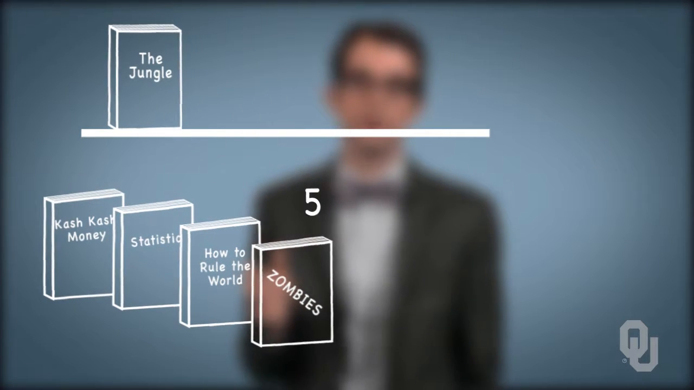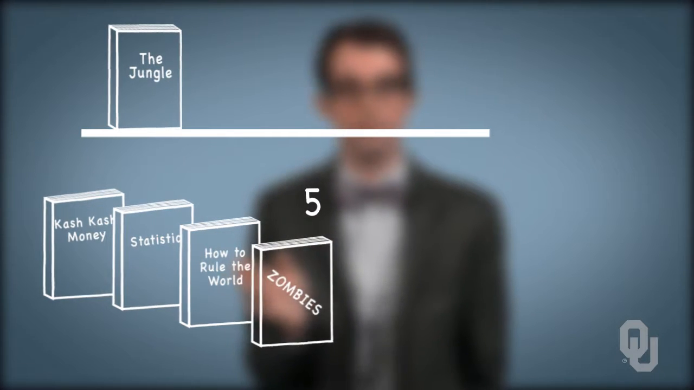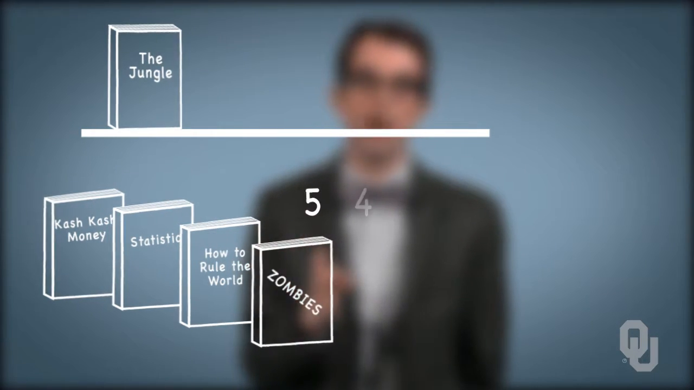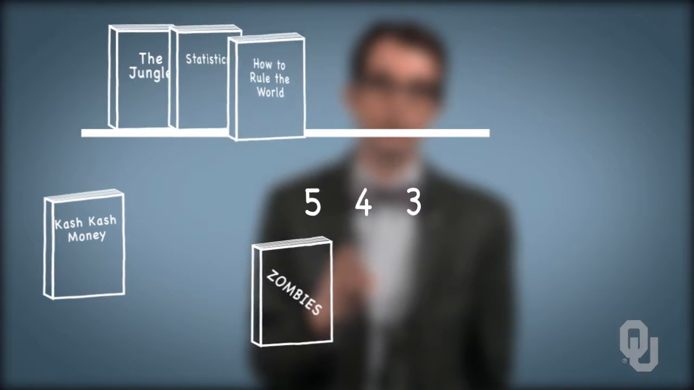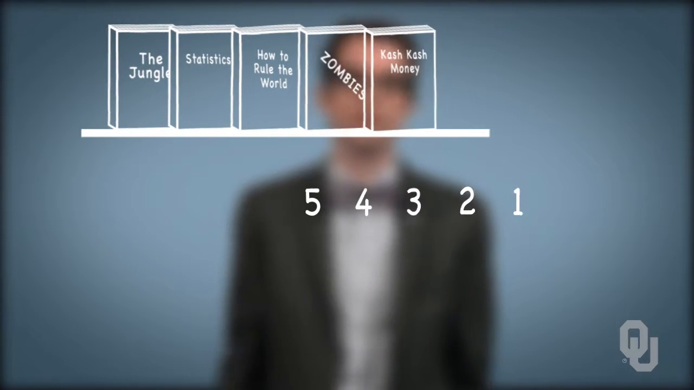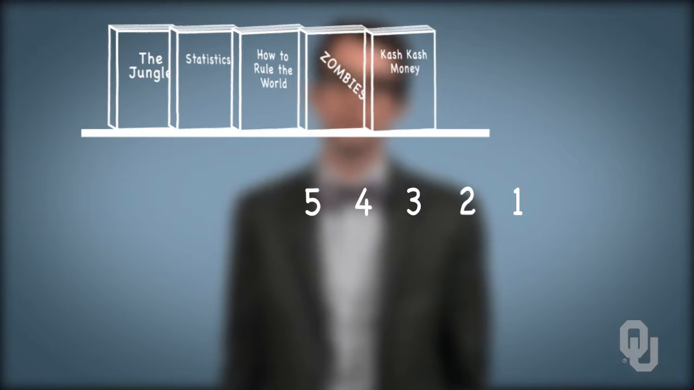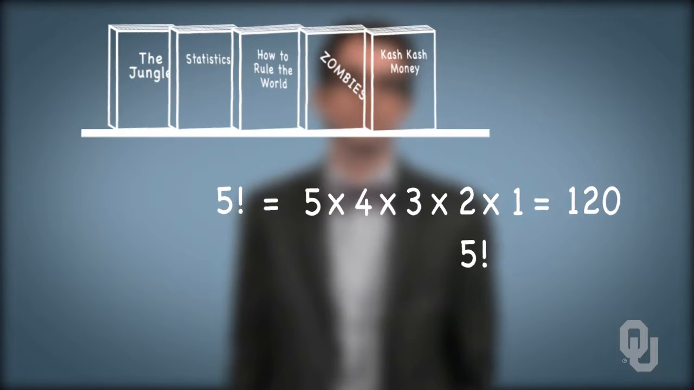Once we have placed that book on the shelf, how many options do we have for the second book? Since 1 is already placed on the shelf, we only have 4 options remaining for the second book, and only 3 options for the third book, 2 options for the fourth, and only 1 option for the fifth to be placed on the shelf. As a consequence of the multiplication rule for counting, we have 5 times 4 times 3 times 2 times 1, or 120 ways to arrange the books. That's 5 factorial.